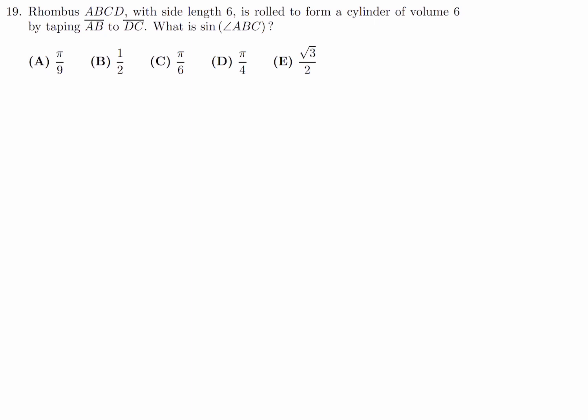Now, the first thing you might ask is, is that possible? Can we do that? If you have a square, for example, then it's very easy to visualize: you take one side and tape it to the other side, and that would make a cylinder. But if I have a rhombus, how is that going to work? Because a rhombus is a different shape. It looks like this, right? Or it looks like this. Is that possible? And the answer is yes, it is possible.